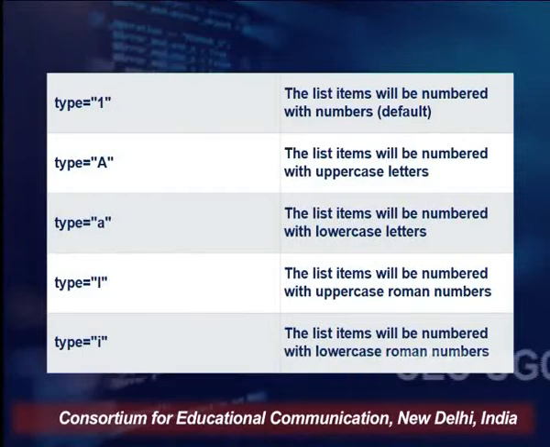Now I have already told you in the previous lecture that the type attribute is deprecated in HTML5. So here you can use the command which I told you in the previous lecture, that is style is equal to list-style-type colon 1, or list-style-type colon capital A, or capital I, or small i, whatever you want to have.